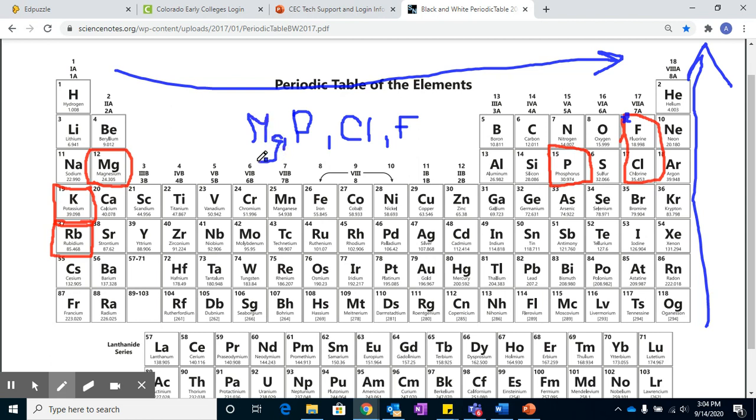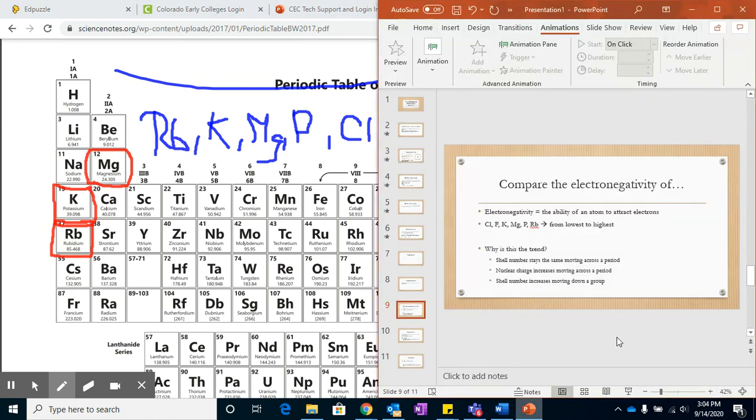Oh my gosh. Then potassium. Then rubidium. And that is all. Now, why this is the trend is the question.